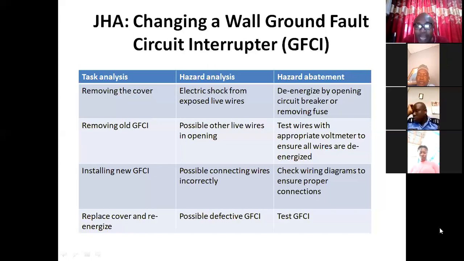But when you check the wire and you see that everything is okay, now you replace the cover and turn the electricity on. So when you turn the electricity on, you now test whether it is working properly or not. That is a job hazard analysis for what? For changing a fuse or changing a ground fault interrupter. But most of us will not do that. We don't follow the step by step that we are given.